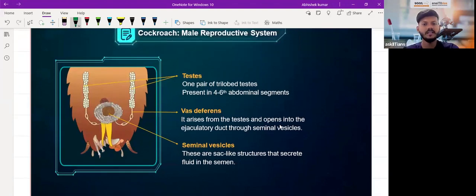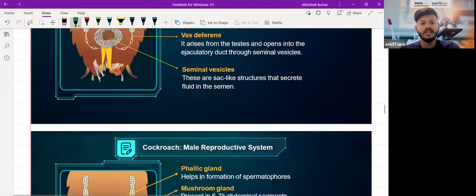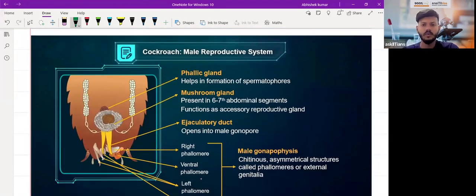As you can see, these are the testes, one pair of trilobed testes present in the 4th to 6th abdominal segments. Then they have the vas deferens. It arises from the testis and opens into the ejaculatory duct through the seminal vesicles. Seminal vesicles are sac-like structures that secrete fluid into the semen. Then they have the phallic gland, mushroom gland, and ejaculatory duct. The phallic gland helps in the formation of spermatophores, and the mushroom gland is present in the sixth and seventh abdominal segments, functions as an accessory reproductive gland, and opens in the male gonopore.